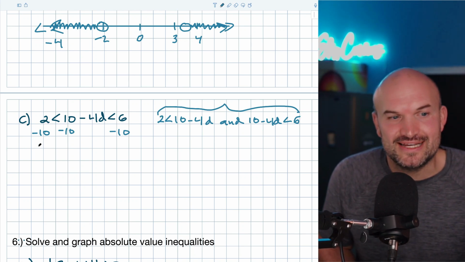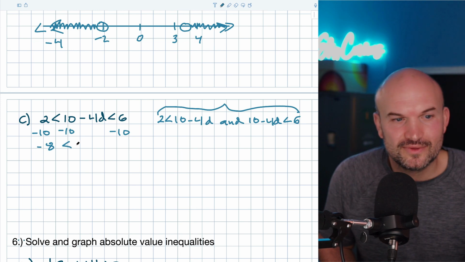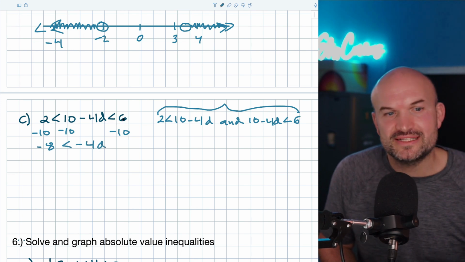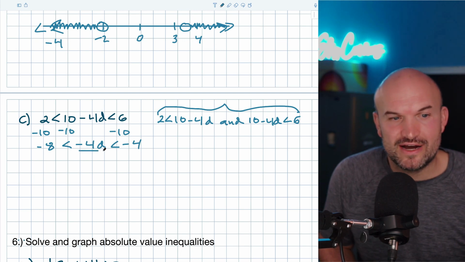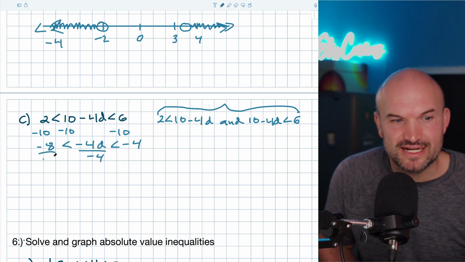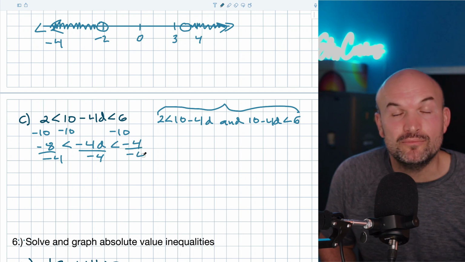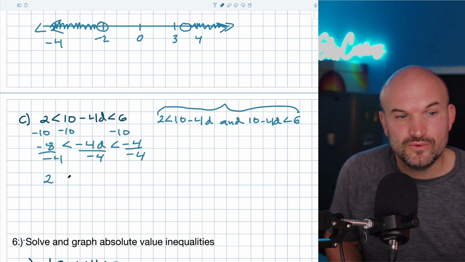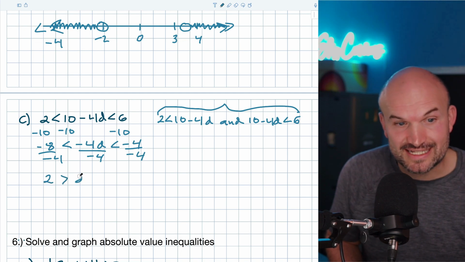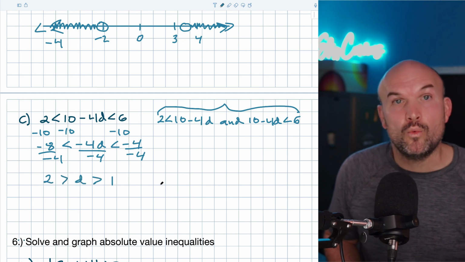So 2 minus 10 is going to be negative 8 is less than negative 4d. And then 6 minus 10 is going to be negative 4. Okay. So now we're going to divide by negative 4. And again, you have to do that on both sides. Now, again, what happens when you multiply or divide by a negative number? You got to flip the sign, right? So now this becomes a 2, and now it's going to be greater than d, which is going to be greater than 1.